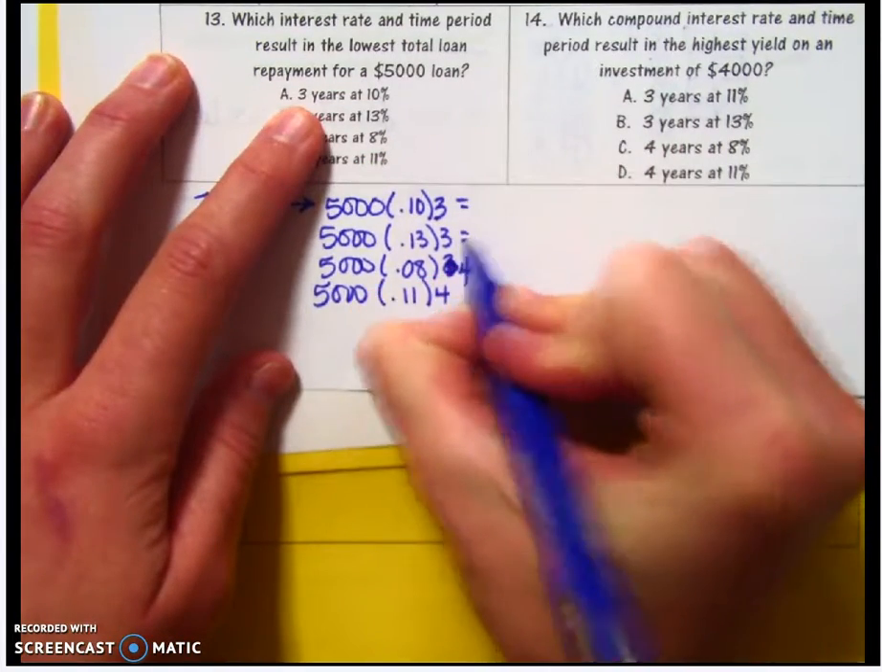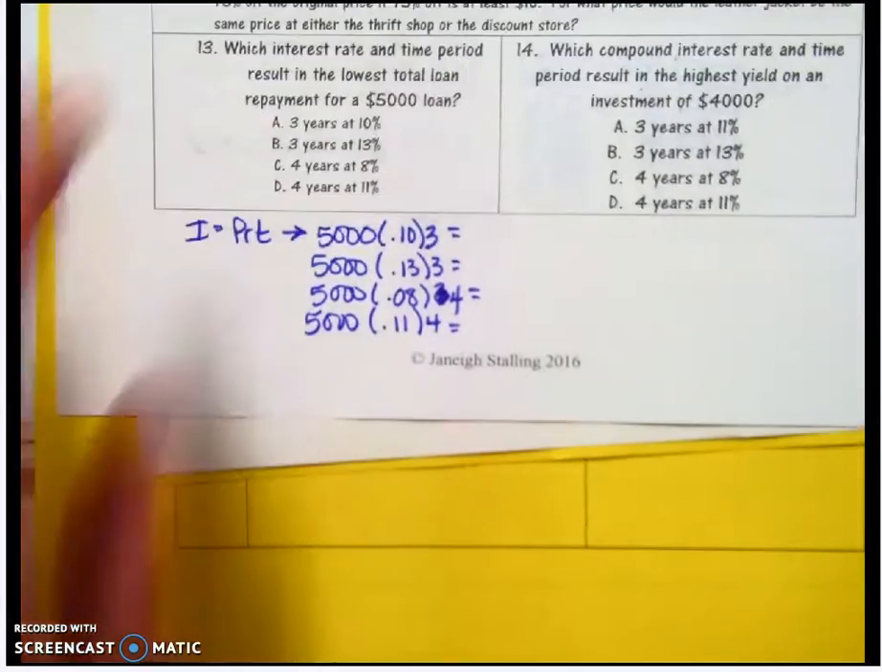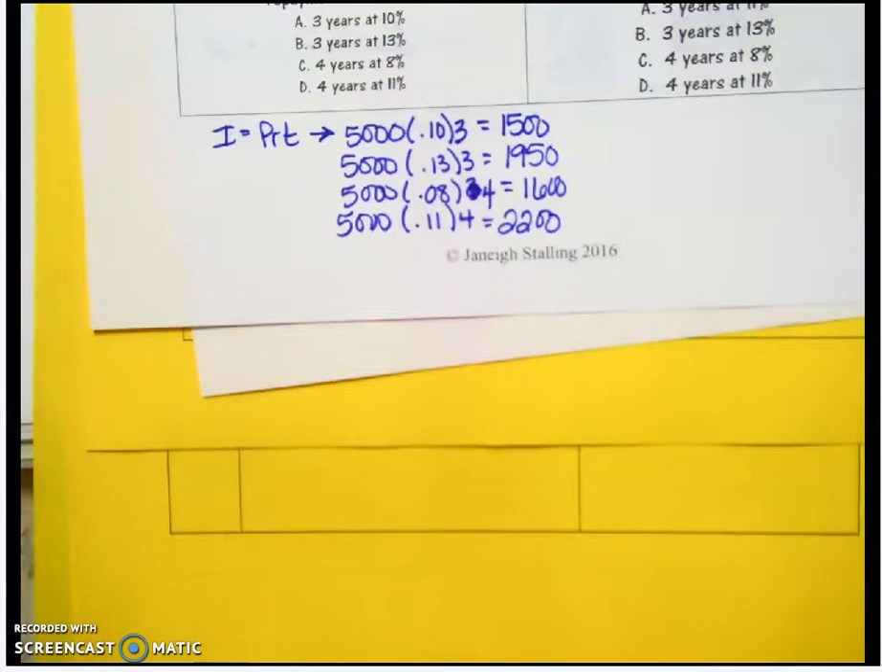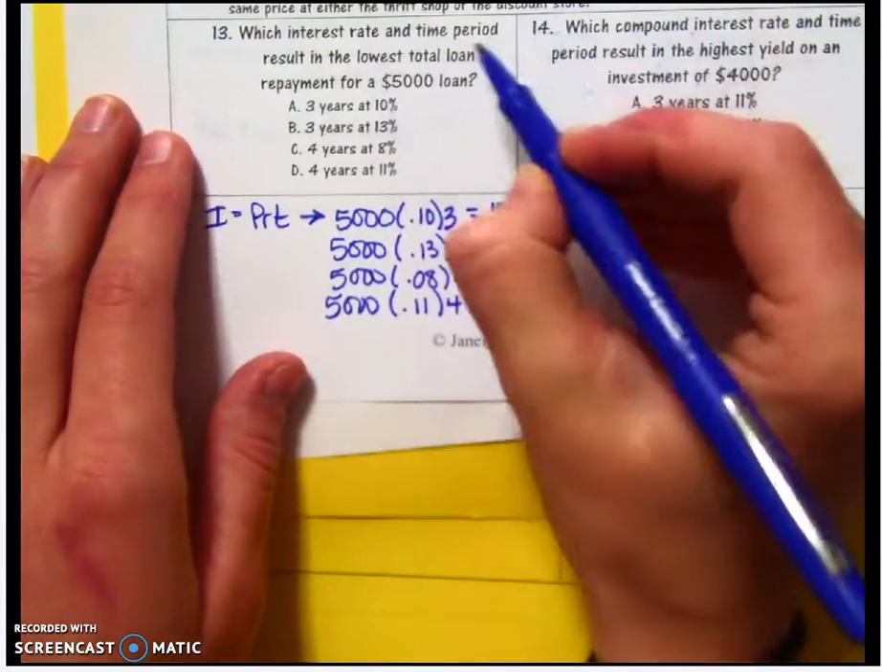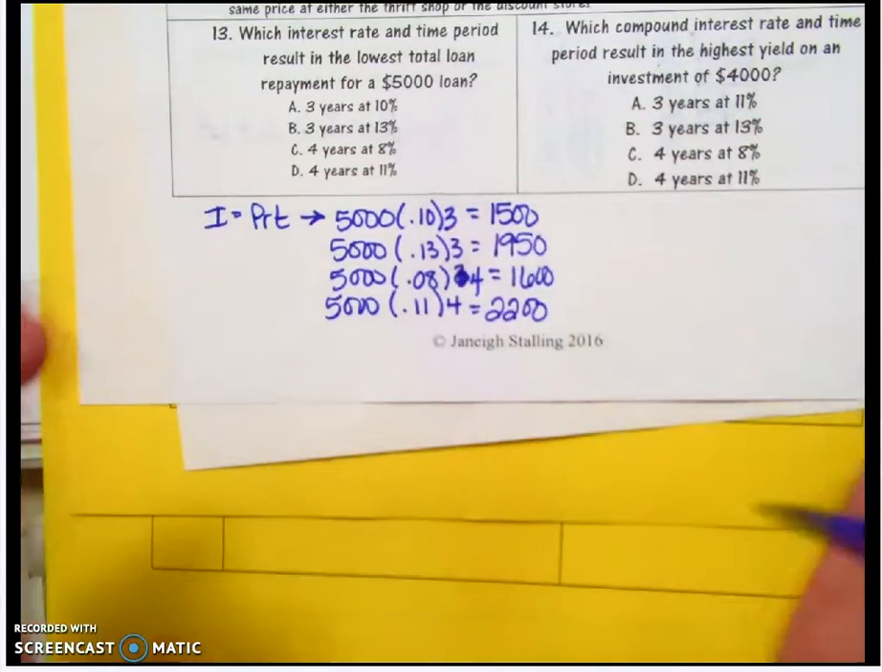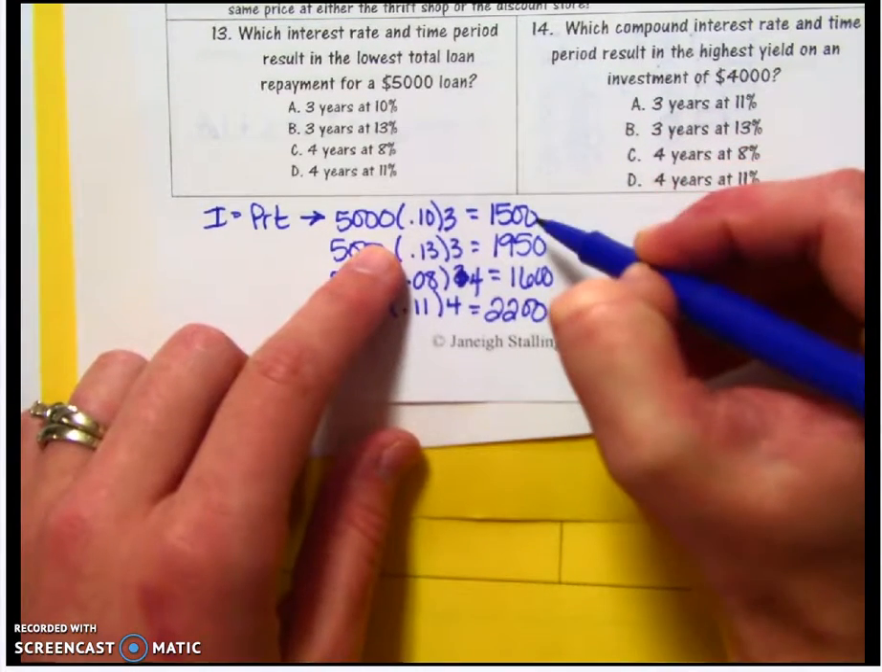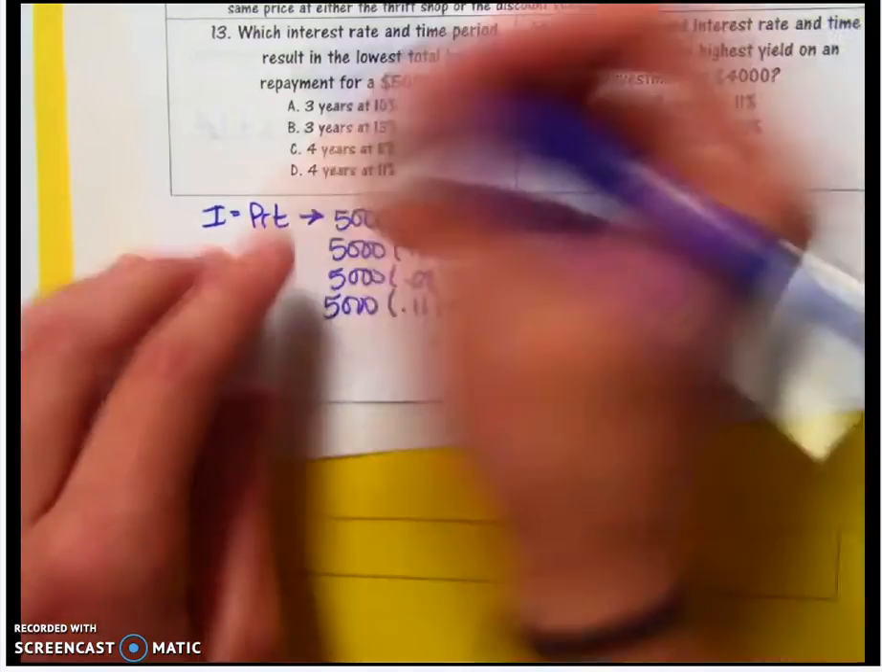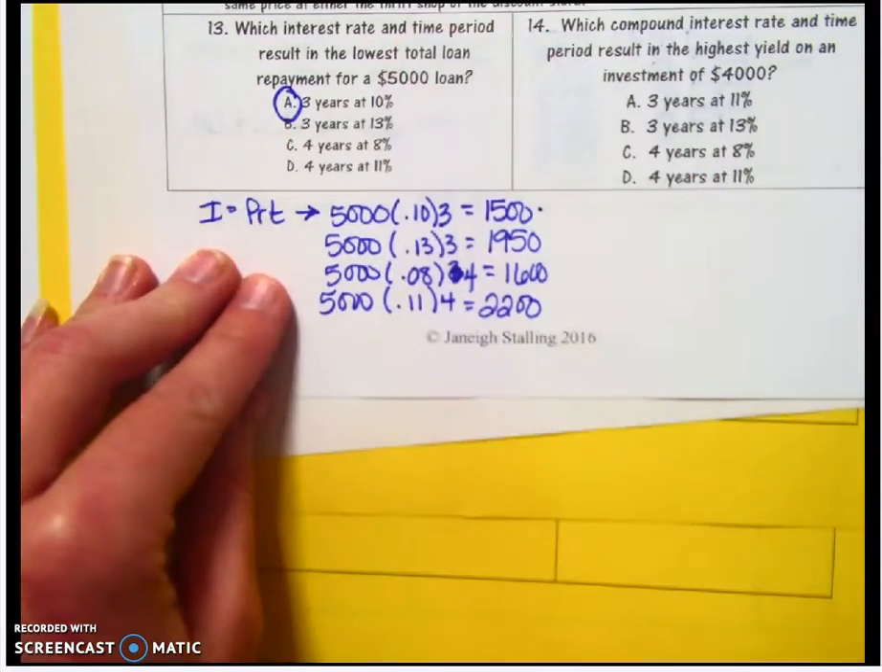All right, so if we work all of these, here are the interests that I would get for each account. So again, this is a loan that I'm paying back, so I want the lowest amount of interest. So that would be here, this $1,500, which would be A.